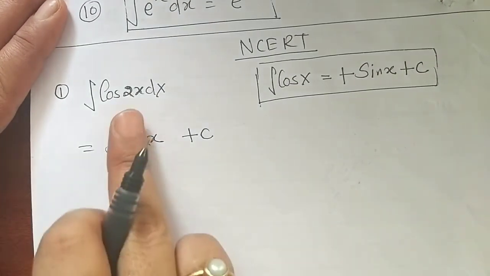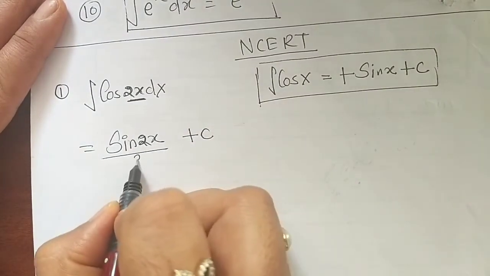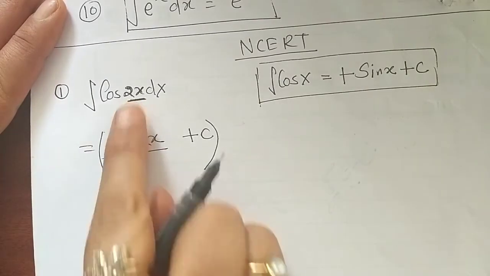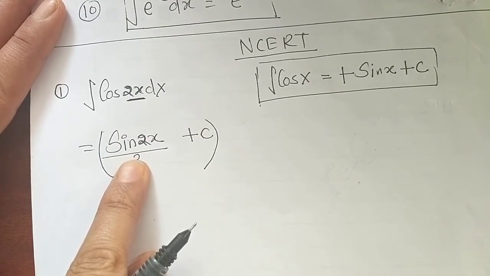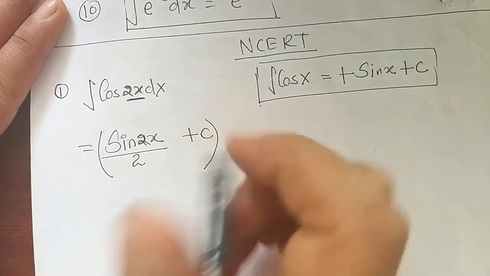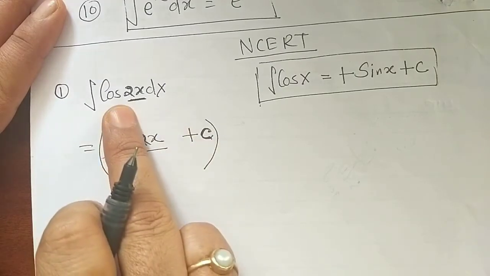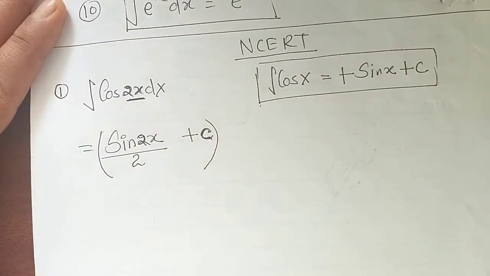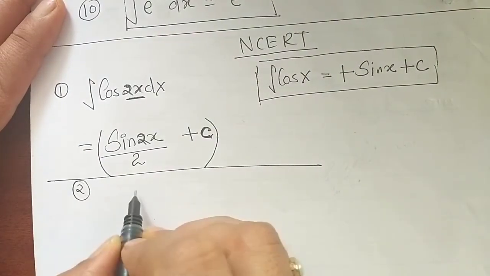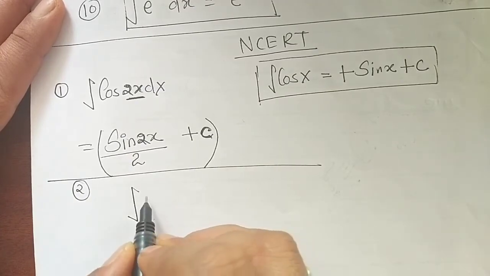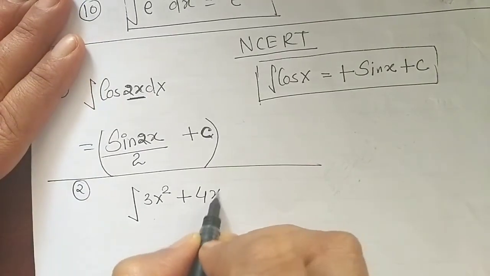The only thing you have to be careful about, guys, whenever there is a coefficient with x, that coefficient is divided in the case of integration. This you have to keep in mind, and we will use it in almost every question, 100, 200 times, so I think it will sit in your brain. Okay, and don't forget this c, it's an important part of the answer. So integration of cos 2x is sin 2x by 2 plus c. Let's see the second example, guys. You have to find the integration of 3x square plus 4x cube dx.